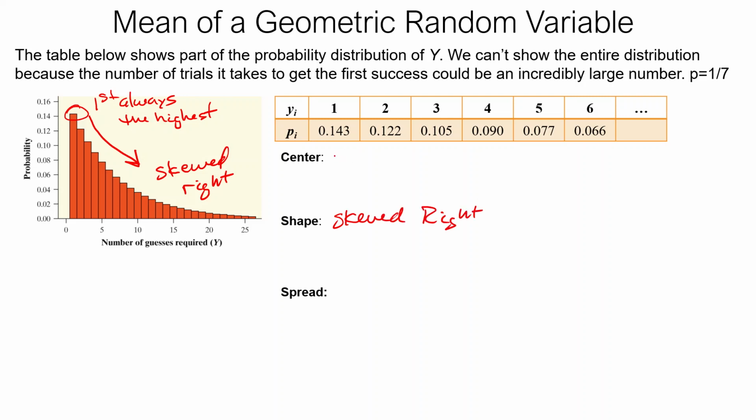Our center is our expected value, which is 1 over 1/7. In this case, it's going to be 7. So our center is here at 7. I guess it's not the median, it's the mean. And our spread, our standard deviation, is the square root of (1 minus 1/7) over 1/7. There we go.